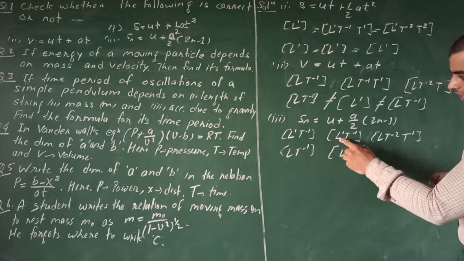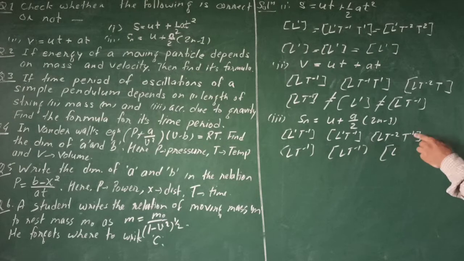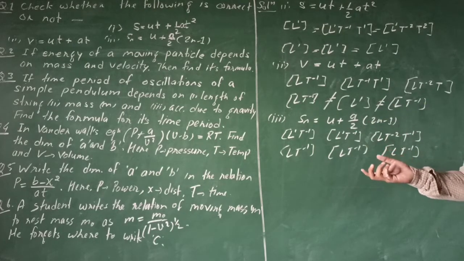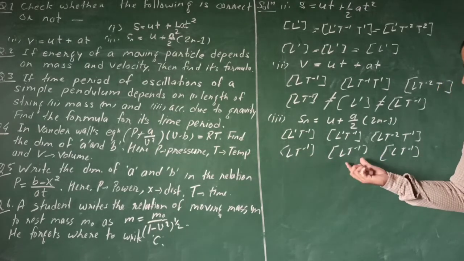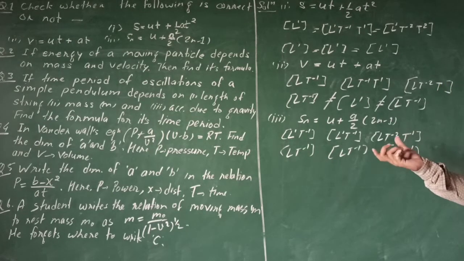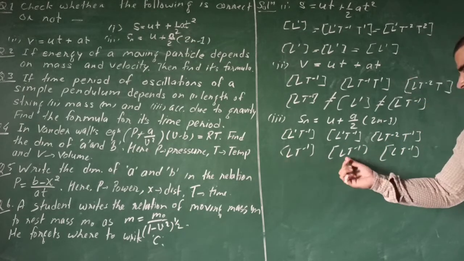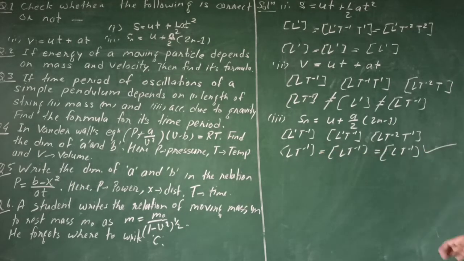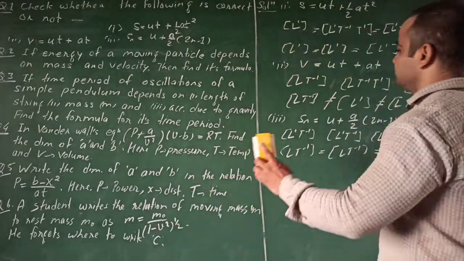L t minus 1, L t minus 1 here, L t minus 2 and t plus 1, it will be t minus 1. We can check the formula, whether it is dimensionally correct or not, whether it is following the law of homogeneity or not. If it is showing the principle of homogeneity, then the formula is also correct. L t minus 1, L t minus 1, L t minus 1, here it is showing the law of homogeneity, so it is a correct relation. Next question.